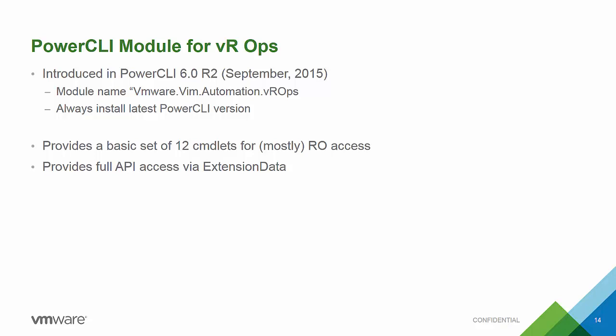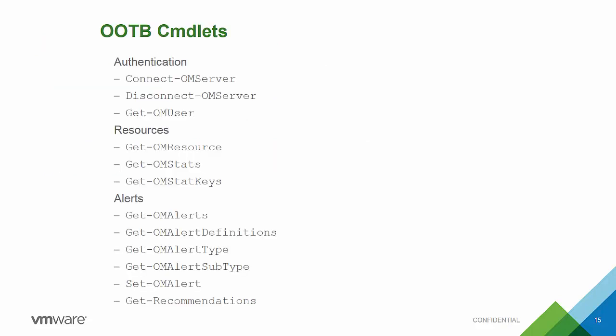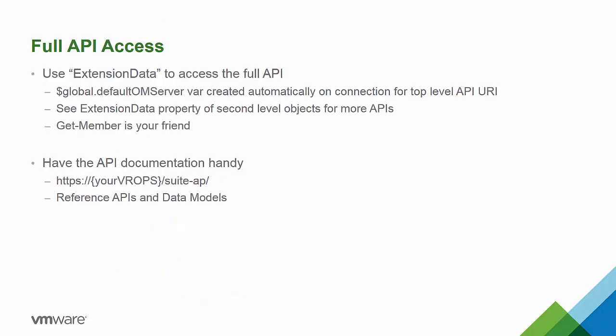And the commandlets that are provided are relatively basic. There's 12 commandlets out of the box. However, full API access is available, and we'll talk about that in a second. Here are the commandlets. They are mostly for read-only access, the exception being for the alerts. You can set alerts to take ownership, cancel alerts, or suspend alerts and so forth. So you do have that option as well.